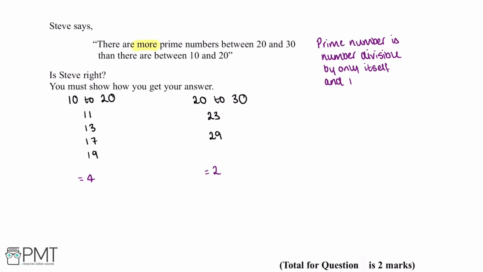So as you can see here, we've proven that Steve is wrong because we've shown that there are 4 prime numbers between 10 and 20, but only 2 between 20 and 30. So in order to complete this question, we need to write a final summary statement. So we can write something along the lines of, no, Steve is not correct because there are 4 prime numbers between 10 and 20, but only 2 between 20 and 30.